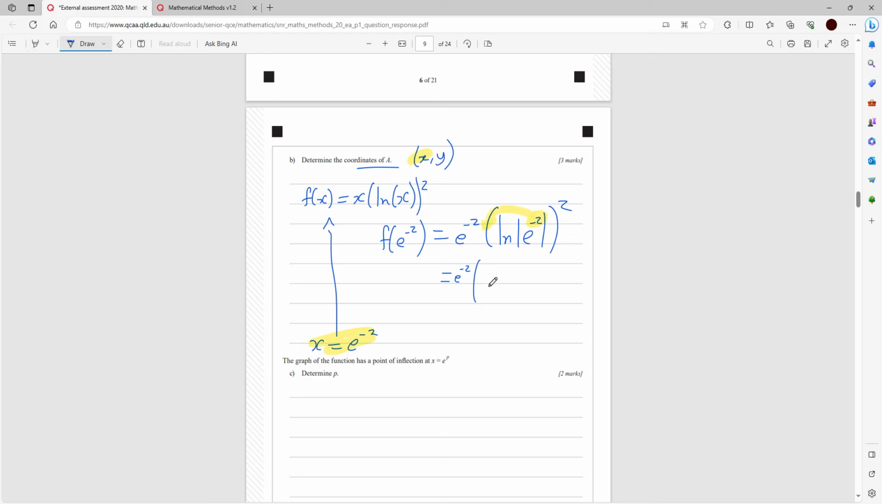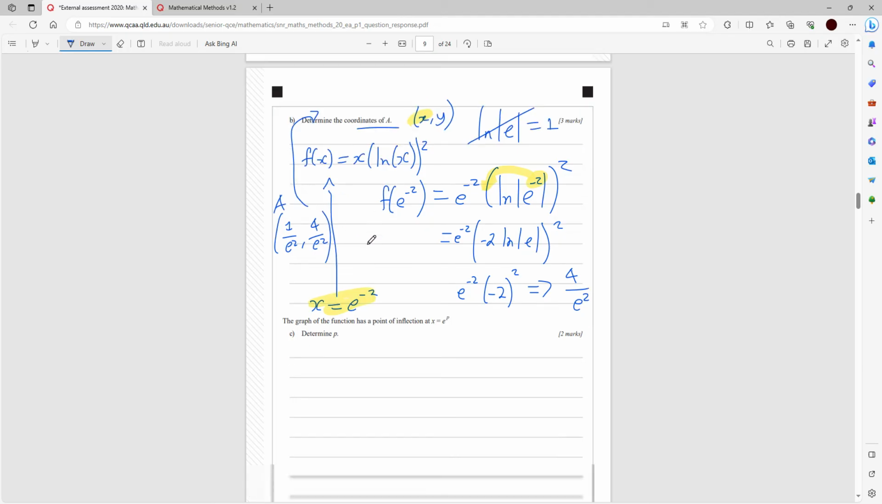E to the negative 2, and this is still in the squared, by the way, negative 2 natural log of e, all squared. Natural log of e is 1. So we have e to the negative 2 times negative 2, all squared. So what we have is 4 on e squared. So the coordinate is 1 on e squared and 4 on e squared. That is the coordinate of A, and that would be the answer. You'd include all that other working, but I write very big, so not enough room, sadly.